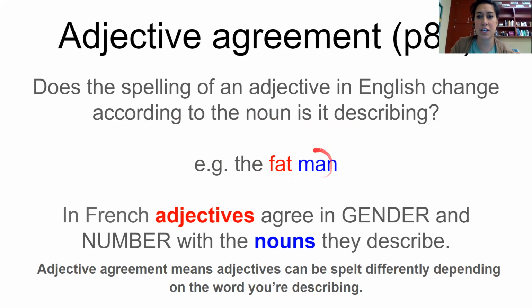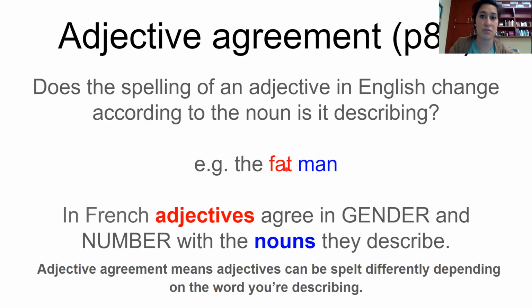So does this change if we were to change this noun? Does fat change if we change the man? Would it change if I said the fat woman? Does fat change? No. If I said the fat dog, does that change? No, fat does not change. What about if I was to change this to people? The fat people, fat also doesn't change.